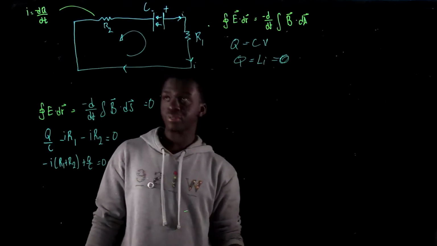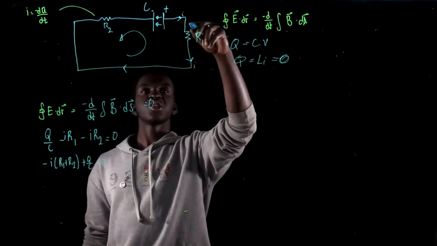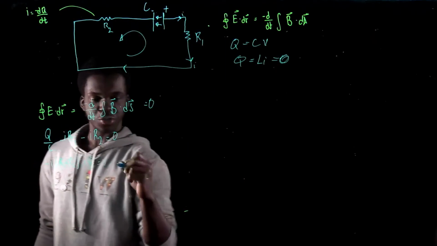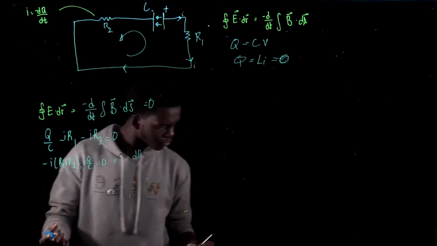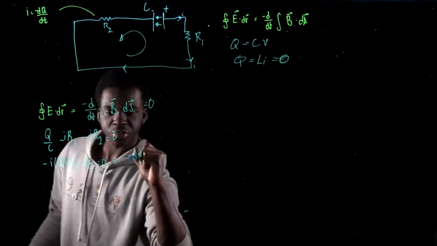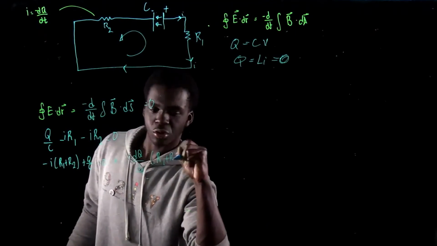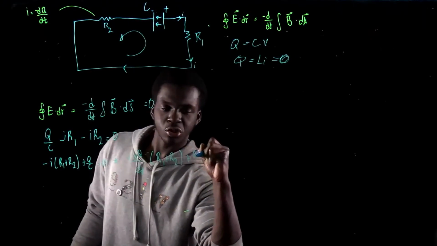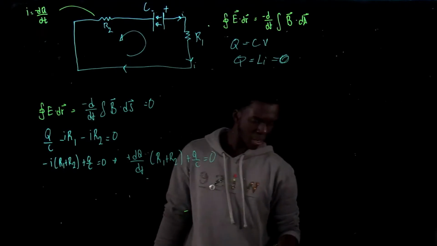Okay, and we know what I is. I is negative dq over dt because it's leaving the positive, it's getting weaker. So we can substitute that in. It's going to be negative dq, or positive dq now, right? Yeah, it's going to be positive dq over dt, R1 plus R2, plus Q over C is equal to 0. So that's what we have right now.